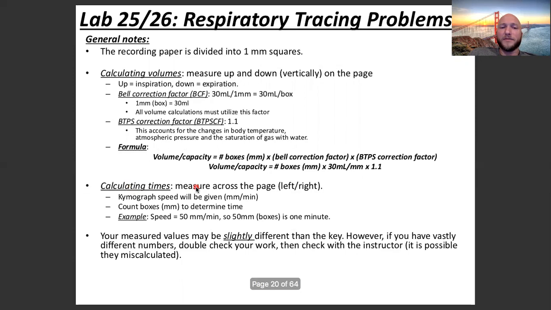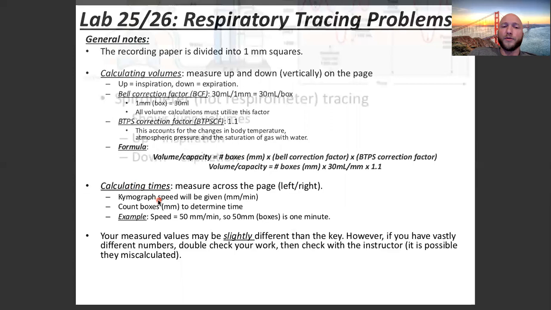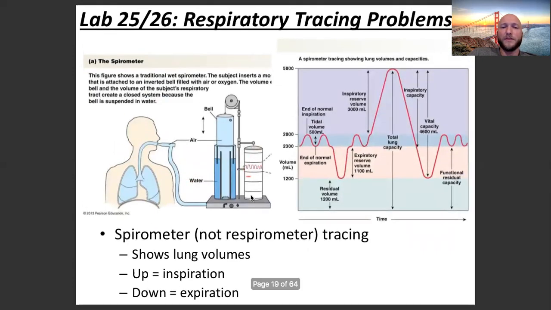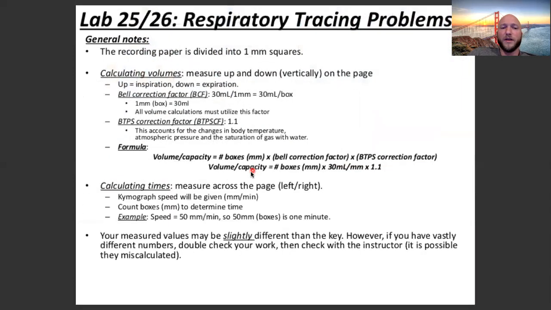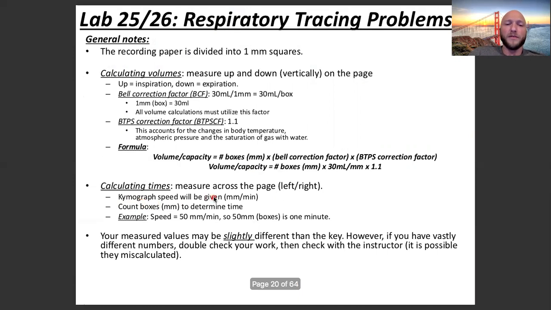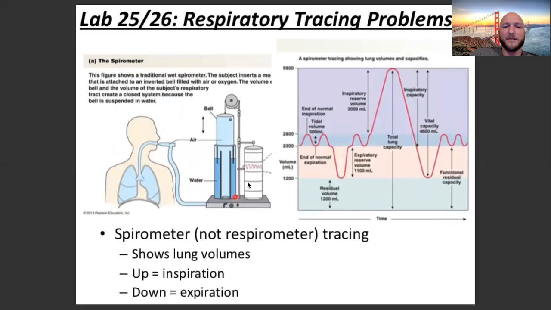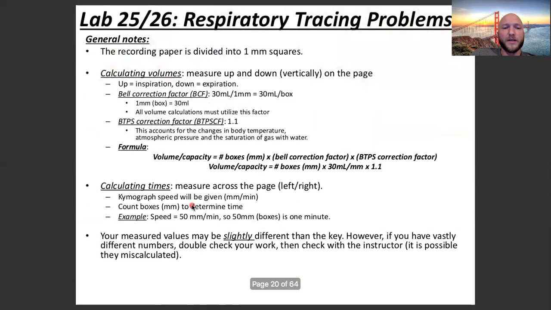So calculating times, measure across the page. Time is left to right. The kymograph is the name of this piece of paper that we're recording on. That is a vocab word. This should be underlined. Make a vocab flashcard for it. The kymograph speed will be given in millimeters per minute. So for example, 50 millimeters per minute would be 50 boxes per minute.